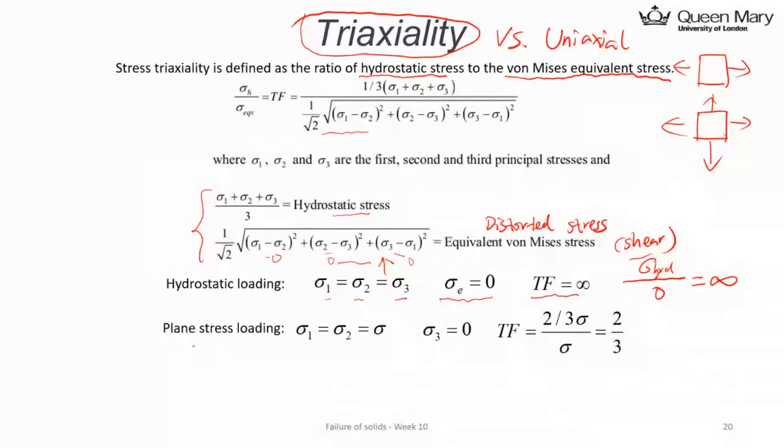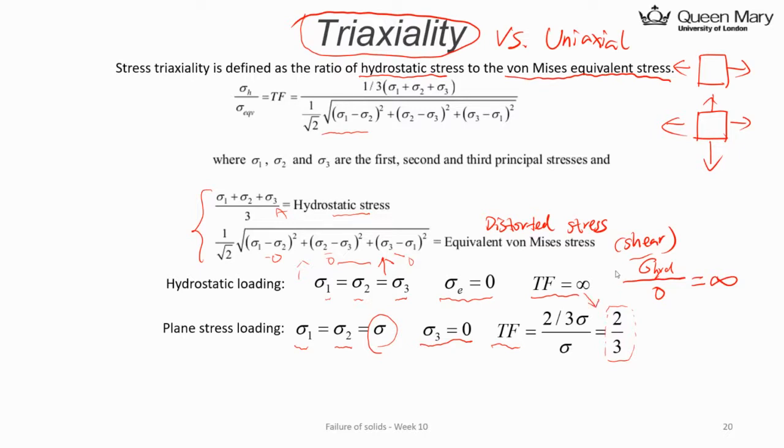How about the other cases? For example, plane stress loading. In that case, let's assume sigma 1 equals sigma 2 equals a given stress, and sigma 3 equals 0, so out of plane there's no stress. Again you substitute these values into these two equations and use the triaxiality definition, which gives you a ratio of 2/3. That means it still has some triaxiality, but much smaller than the previous case.